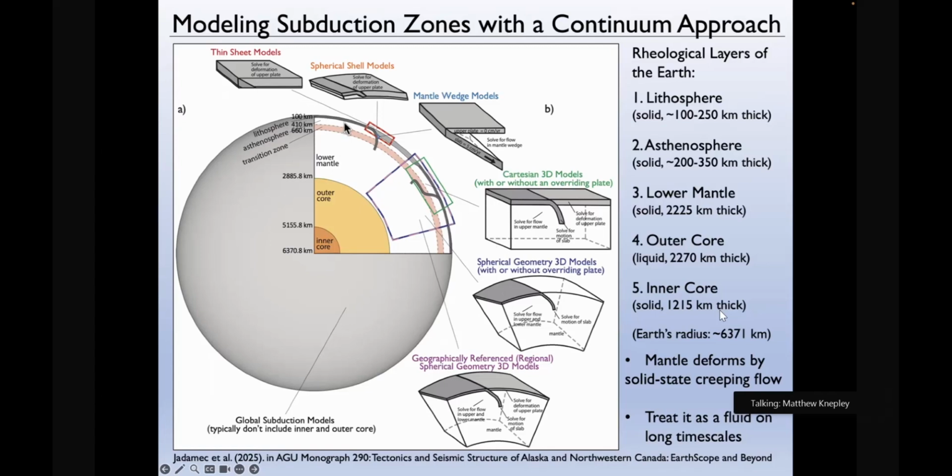And just for background, the radius of the Earth is a little over 6,000 kilometers, just for reference. Here's the lithosphere. It's about 100 kilometers for oceanic plates, about 200 for continental plates. And then the mantle goes down to about 2,900 kilometers down.